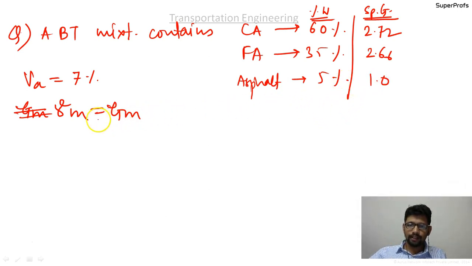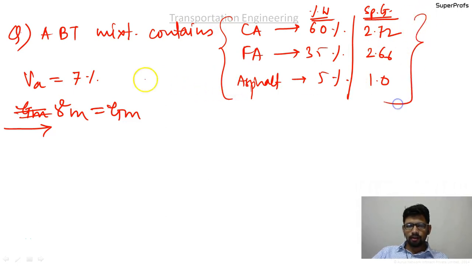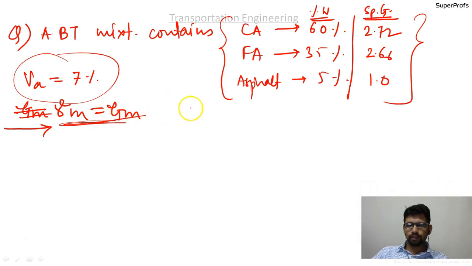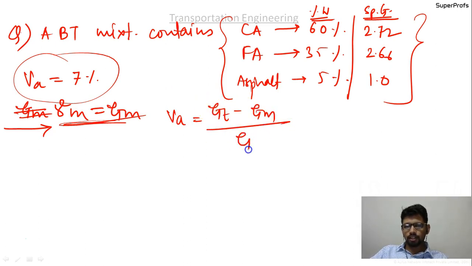So how can we find it out? This is the question. I want you people to think on this. Please think. So we can find out GT using these, and VA is known to us, and GM is what we have to find out. So we have the formula that VA equals GT minus GM upon GT into 100.